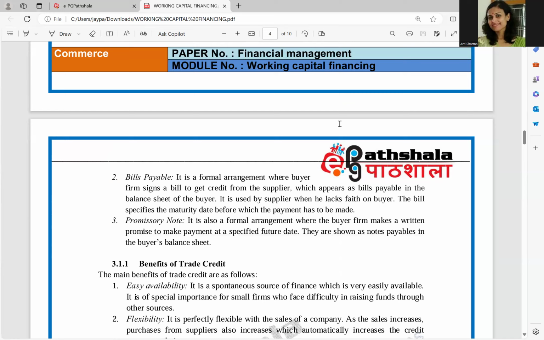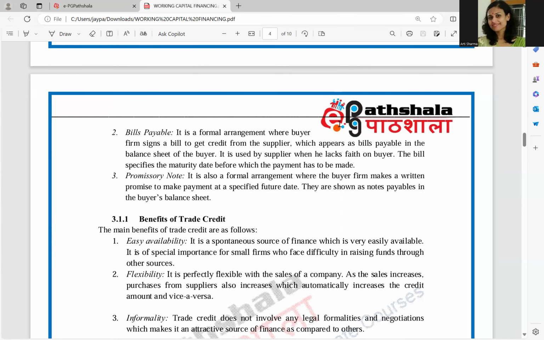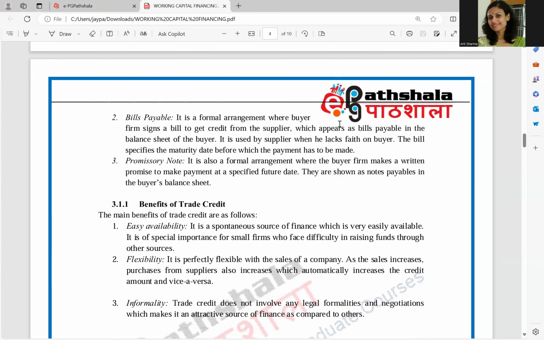Second होता है bills payables. Bills payable, these are the formal agreements or the formal arrangements where the buyer's firm signs a bill to get credit from the supplier, which appears as bills payable in the balance sheet of the buyer. So it is used by the supplier when he lacks faith on buyer and he can claim it anywhere to collect their money back. So the bill specifies the maturity date before which the payment has to be made.